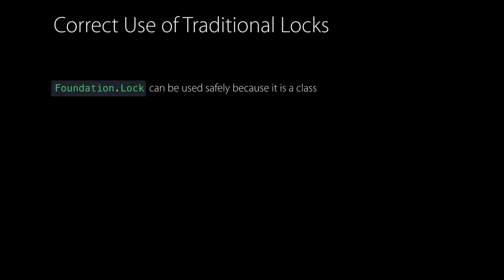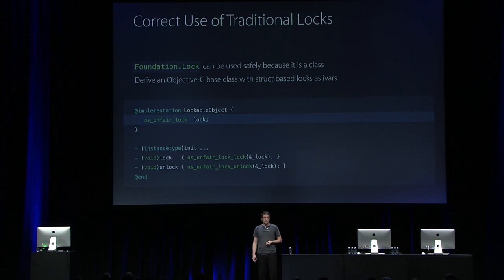If you want a traditional lock, what you can use, however, is Foundation Lock, because unlike the traditional struct-based C locks, it's a class, and it's not prone to any of the problems I mentioned earlier. However, sadly, that means that you're allocating an extra object, which may be undesirable for you. And if you want something that's smaller and that looks like the locks that you have in C, then you have to call into Objective-C and introduce a base class in Objective-C that has your lock as an ivar. And then you will expose lock and unlock methods and a try lock if you need it as well, that you will be able to call from Swift when you subclass this class.